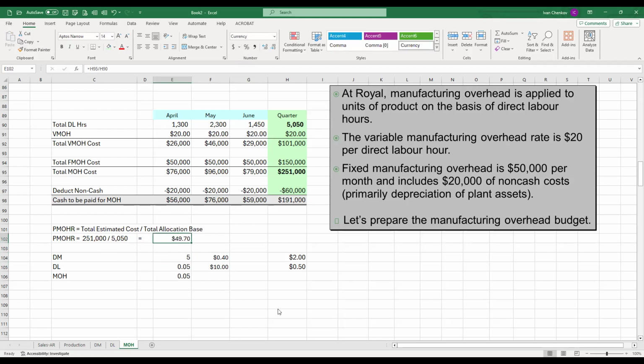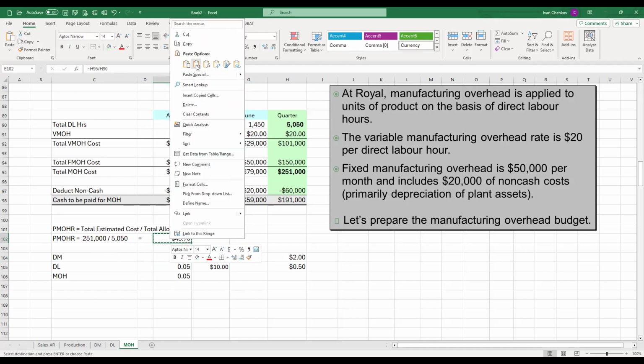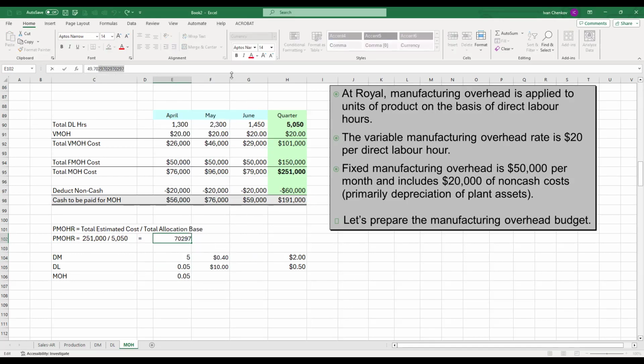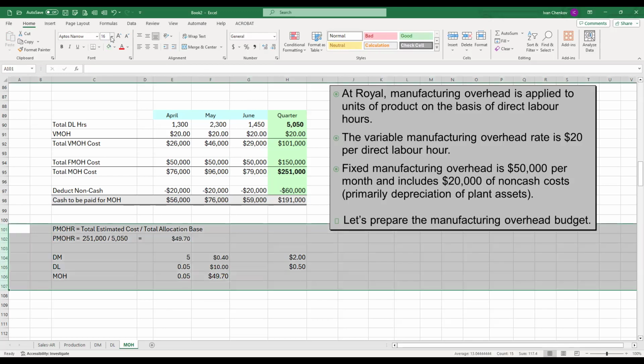Let me see what kind of number they're using. Are they rounding up to 71, or are they using this one? No, they stay with the 70. So we're going to stay with the 70 just to be consistent. The only thing I'm going to do is override this number so it is an exact number rather than a calculation. 49.70 is our number. So now I can apply that number to my calculation, and I can get the cost for my products, correct?